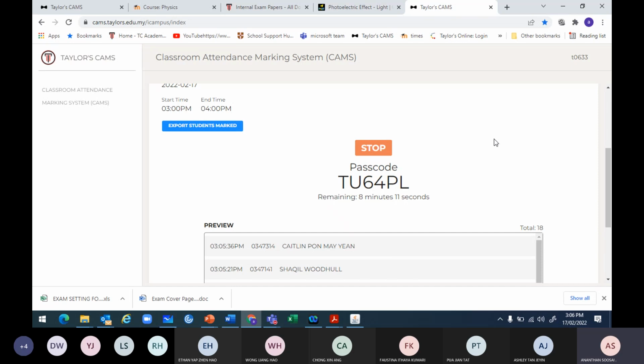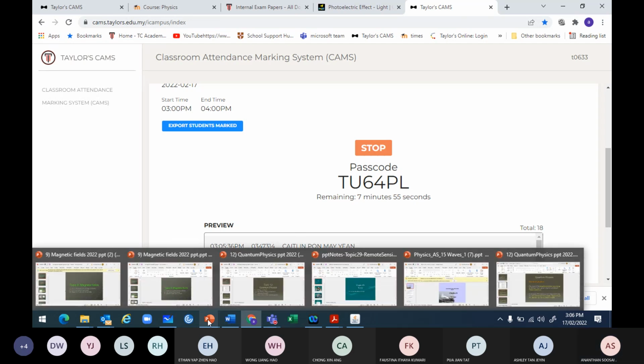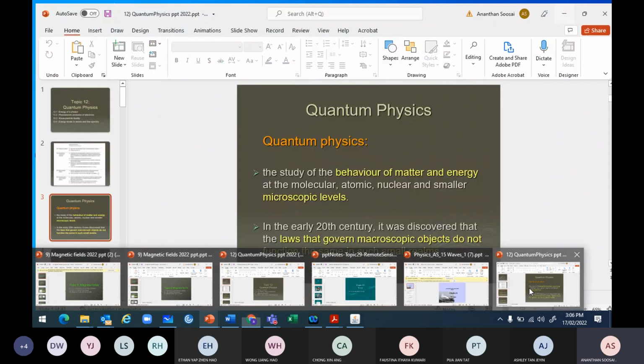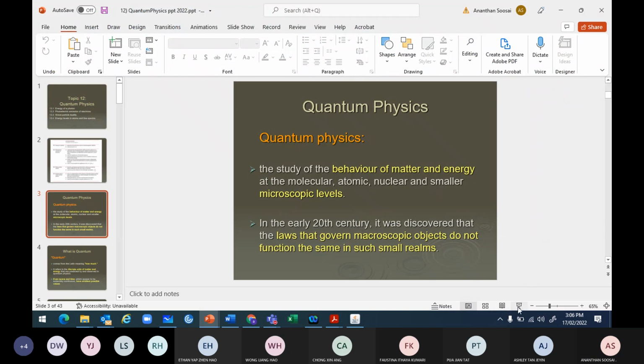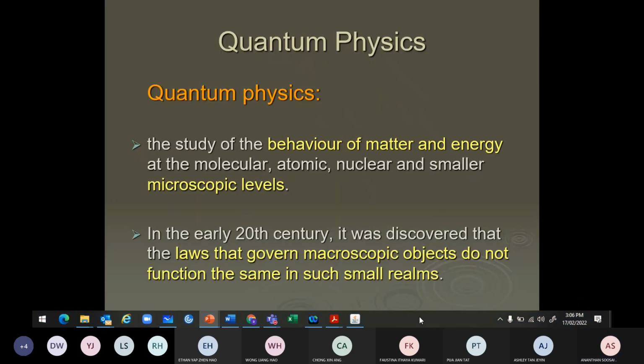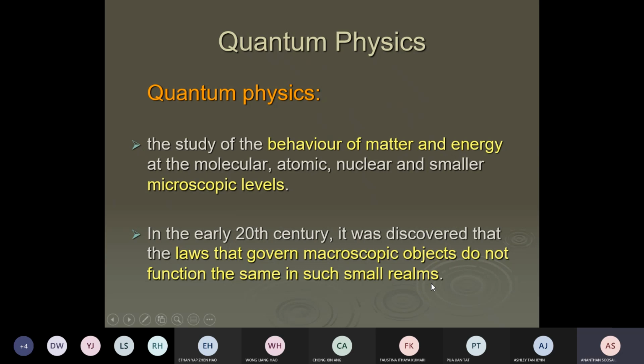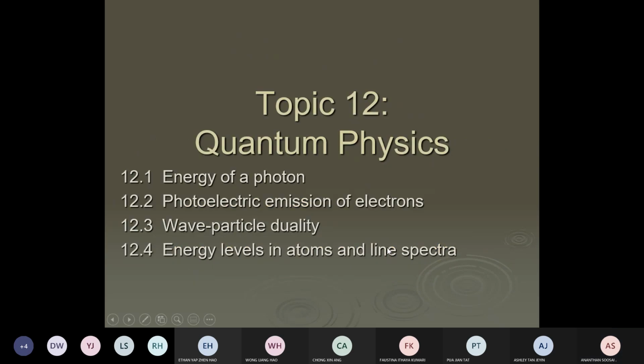Okay, we will just continue the quantum physics we introduced yesterday, so let's try to explore more. Like yesterday, we introduced what is meant by quantum physics.